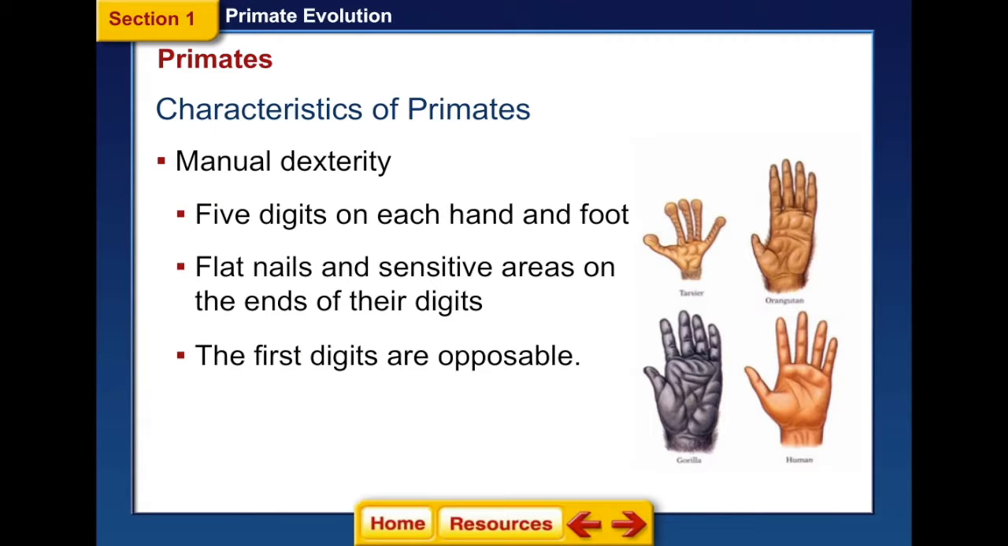Now, when we talk about primates, we first have to identify some characteristics that all primates share. If we look at the picture, we can just by looking at their hands, see a lot of similarities. For example, primates have plenty of manual dexterity. We can see that all of them have 5 digits on each hand and foot. They have flat nails and sensitive areas on the ends of their digits. And finally, they have first digits that are considered opposable. By opposable, we are talking, of course, about the human thumb and how it opposes, or is pointing in a slightly different direction than the other fingers.